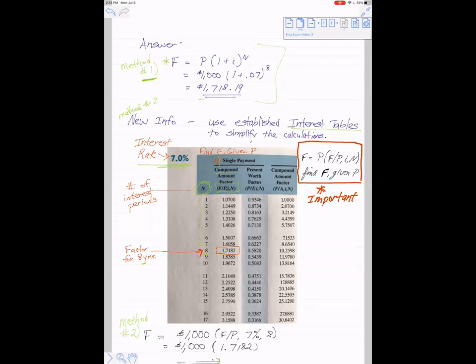So down below here, we can see the future value is present value of 1,000 times this factor from the table. And then if we multiply out, we see that that equals $1,718.20, virtually the same, one penny off, that we got up here by using the equation. So this is the important part right here. The general form then to using the interest tables is like this: find F given P times some factor from the interest tables. That's important. Write that in your notes.